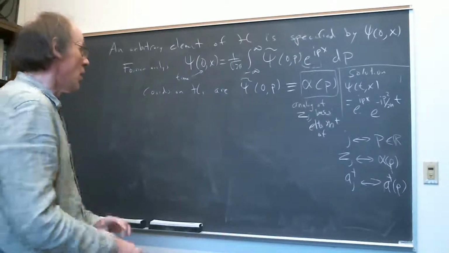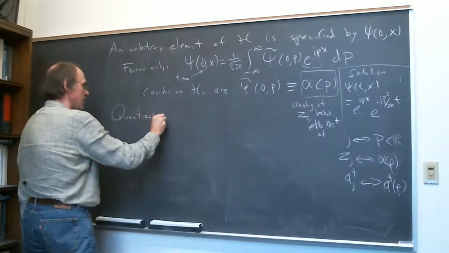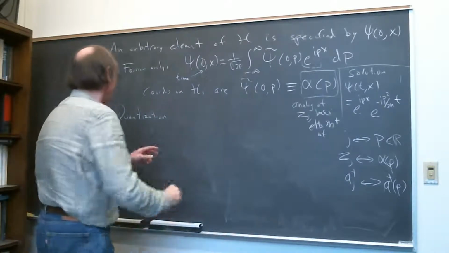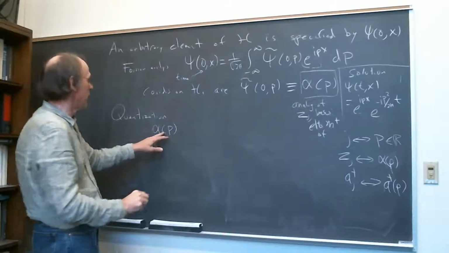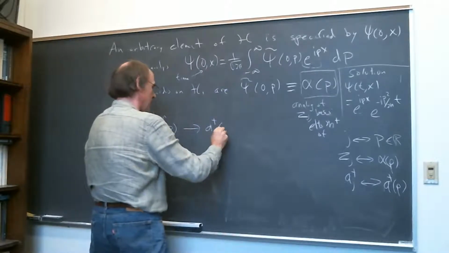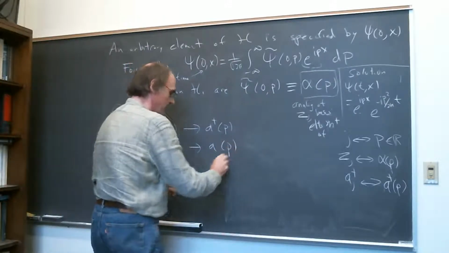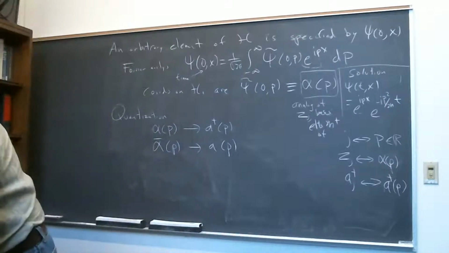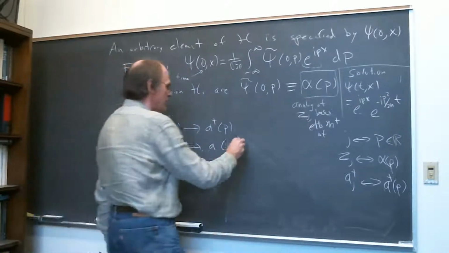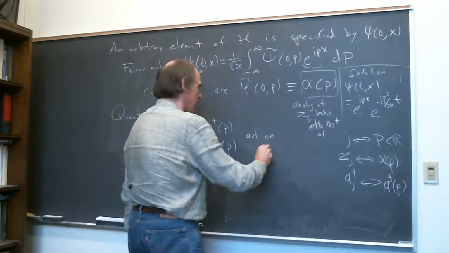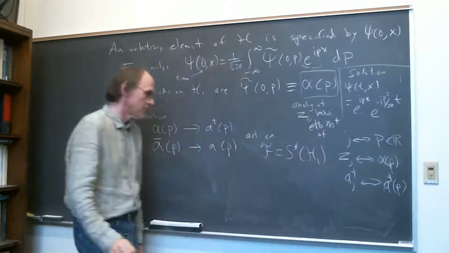Okay, so then let's see what else I want to tell you. Okay, yeah, so then quantization, as I said, says that these alpha, these kind of, if you like, basis elements of H1, go to a dagger of P, and the conjugates go to A of P. And these both act on the Fock space, which is this guy in some sense.